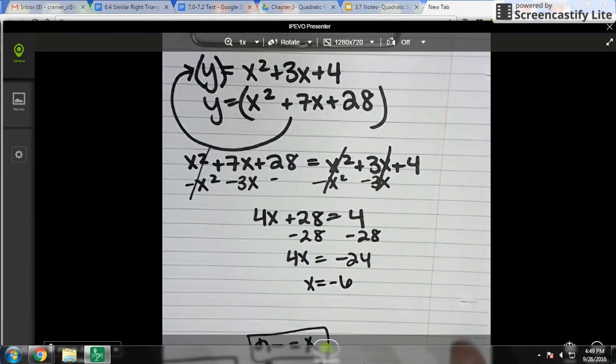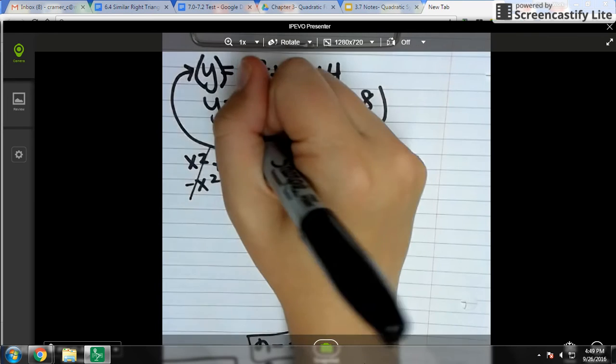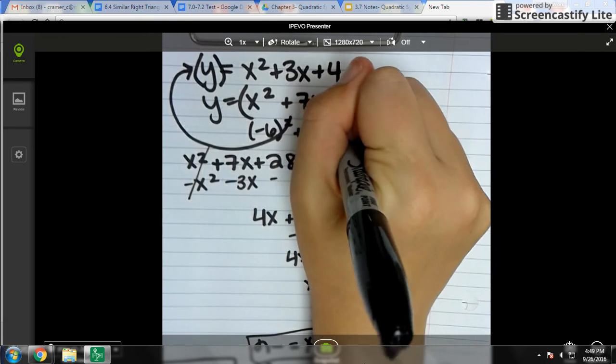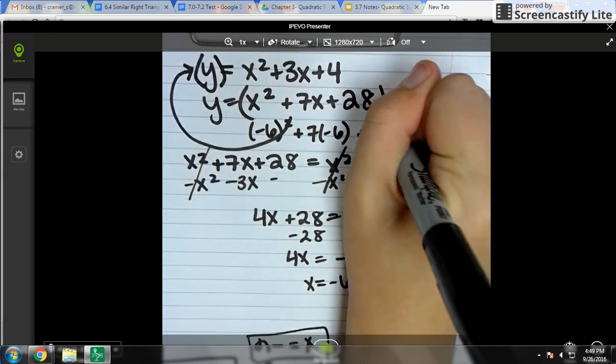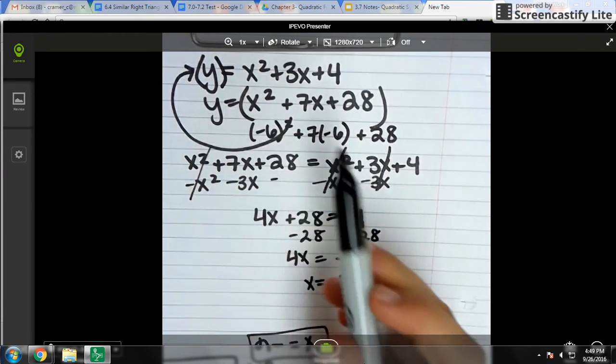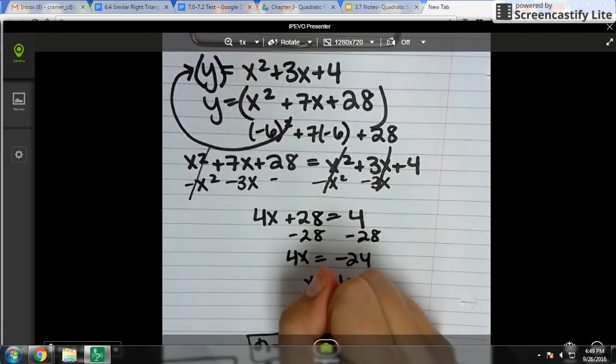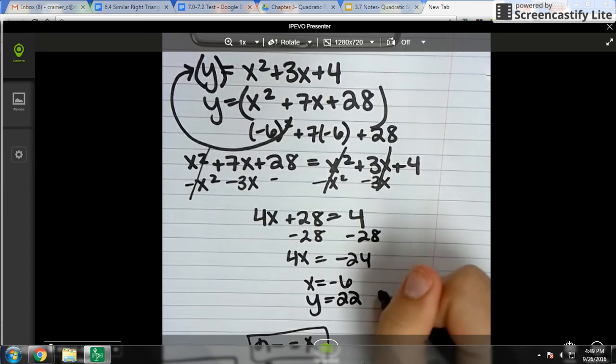And if you notice, that was the same x we got when solving by elimination. Same thing, you can go back and plug in negative 6 to either equation. Either one will work. So we'll do this one this time. We get negative 6 squared is 36. Minus 7 times 6 is 42. Plus 28 gives us 22. So we get y equals 22.